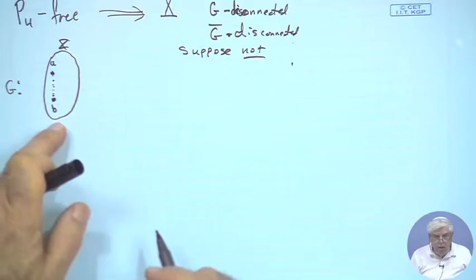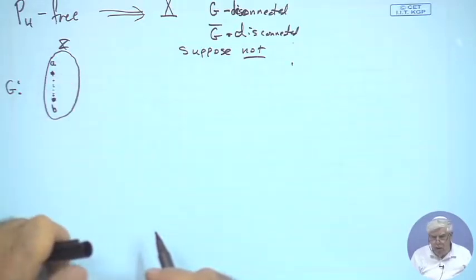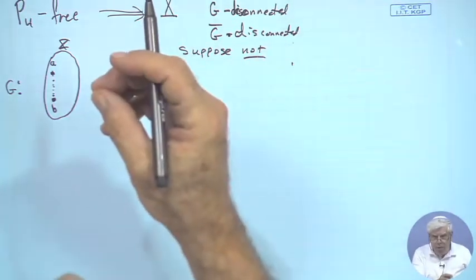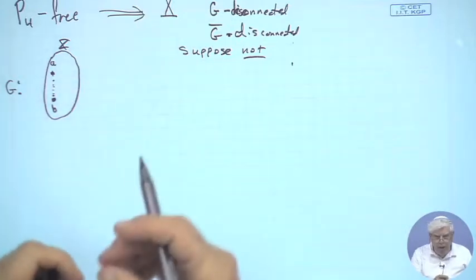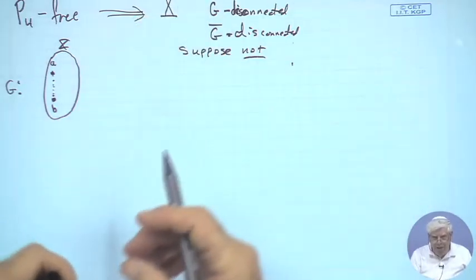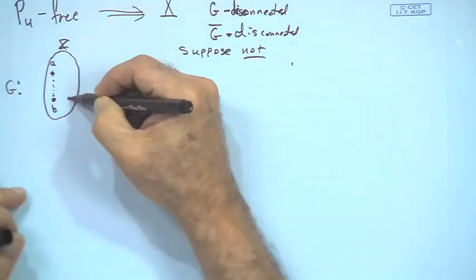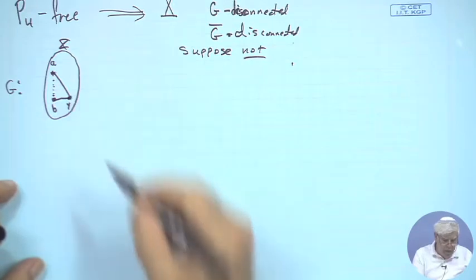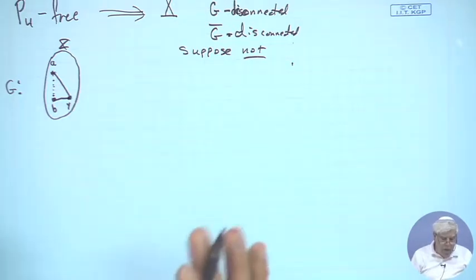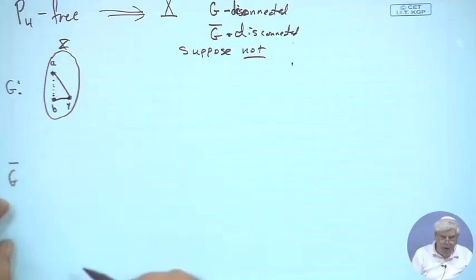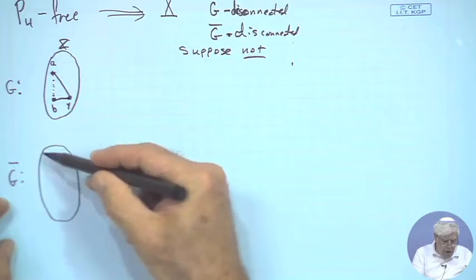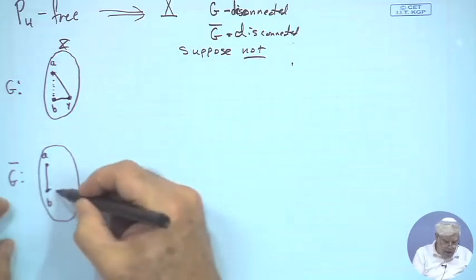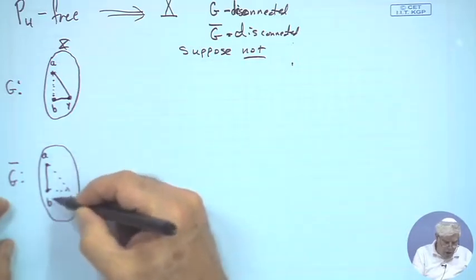Well, but this is connected, so there's a path between A and B. Let's take a shortest path. If that shortest path was, say, hop, hop, hop, I'd have a P4. So I can only go hop, hop. So there's some Y that sees both A and B. Great. Now, what's going on in G bar in the meantime? In G bar, A and B are connected, and they are disjoint from Y.